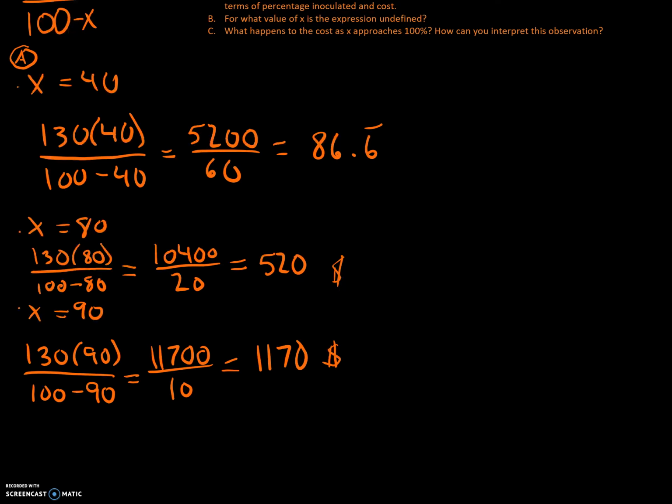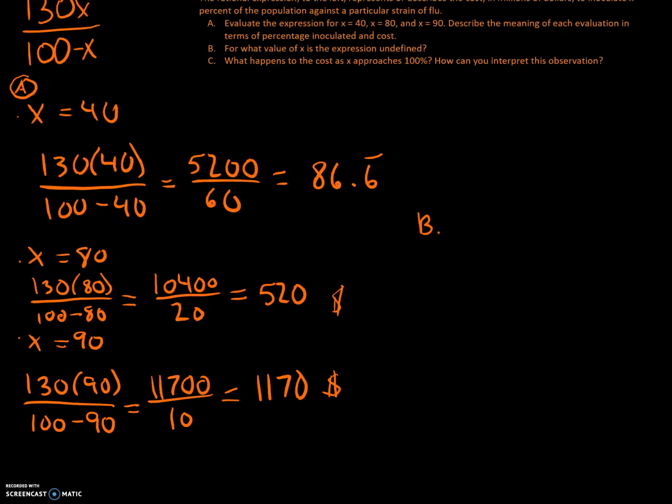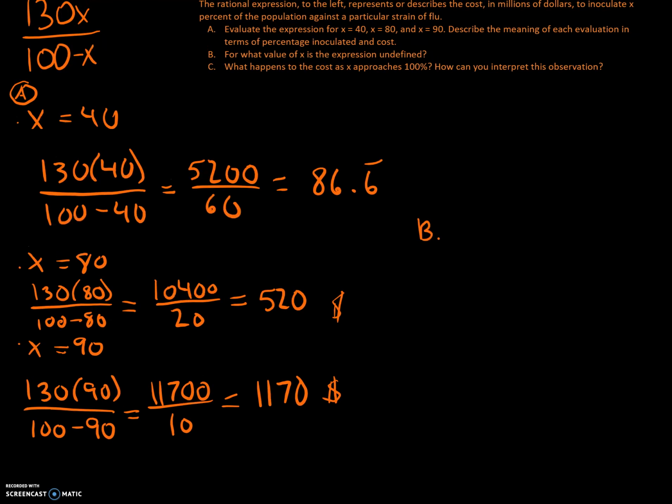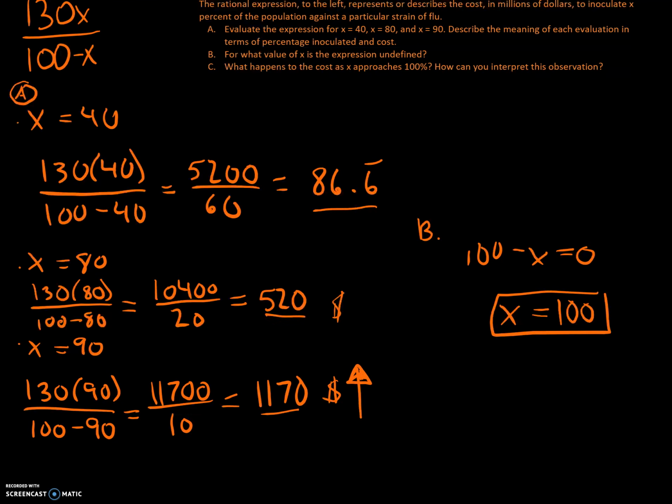40%, 80%, 90%. In part B, this is a pretty straightforward question. For what value of x is the expression undefined? Well, you know that 100 minus x, to get that to equal 0, and that's just by looking at it, we know that when x equals 100, it's undefined. It also means as we get closer to 100%, this cost is going to skyrocket, and it's already climbing big time as we went from 80 to 90%. Just imagine what it will go to at 95%, or even trying to get close to 100% of the population.